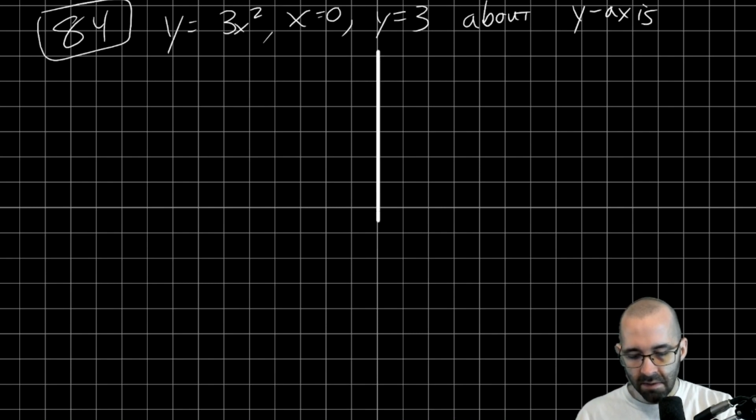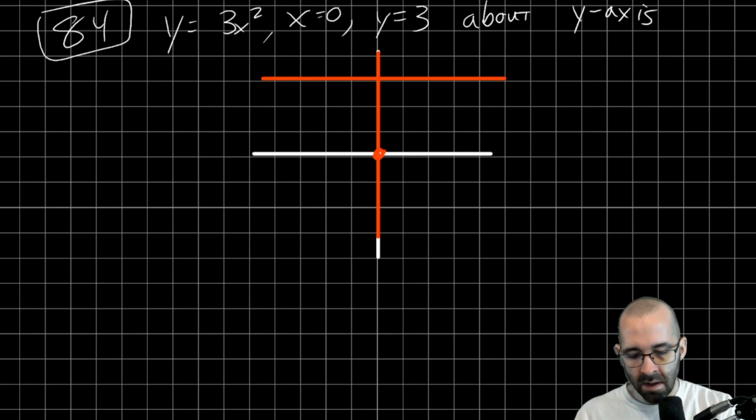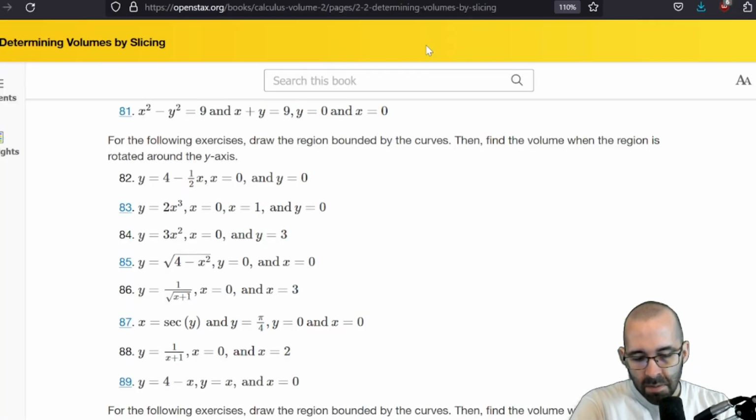All right, so if we have this, x equals 0 is this line, y equals 3 is this line, and y equals 3x squared, the parabola, looks like this. And it's a region bounded by these curves.